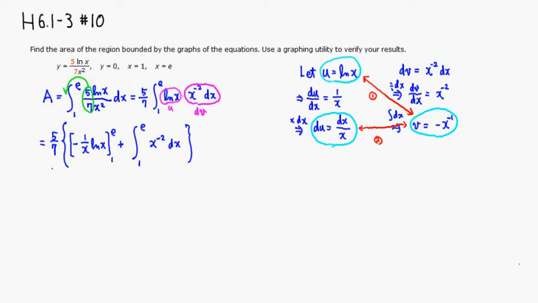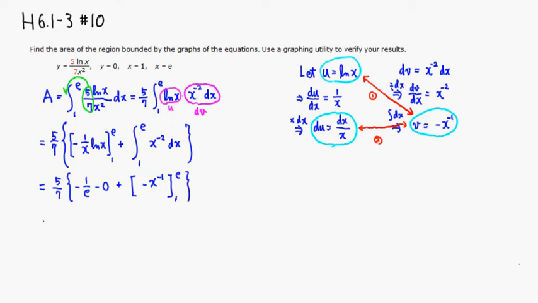Then we can just evaluate this. So you have 5/7 still in here. Plug in e, so you have negative 1 over e, since natural log of e is 1, minus, if you plug in 1, natural log of 1 is actually 0, so that's going to be 0. Then the antiderivative of x to the negative 2 would be add 1 to the power, divide by negative 1, same as multiply by negative 1. Then going from 1 to e.